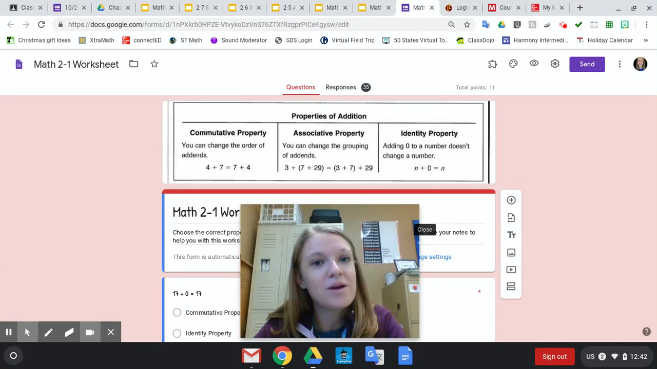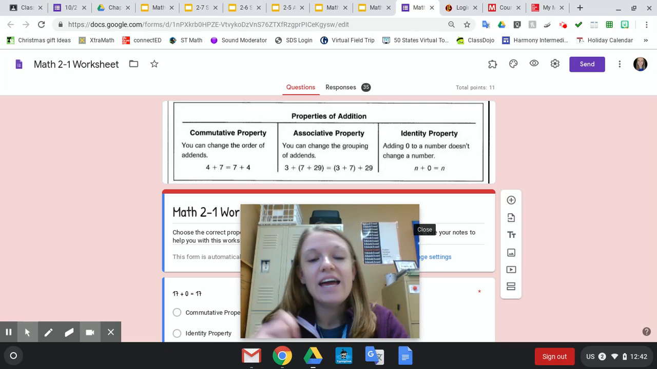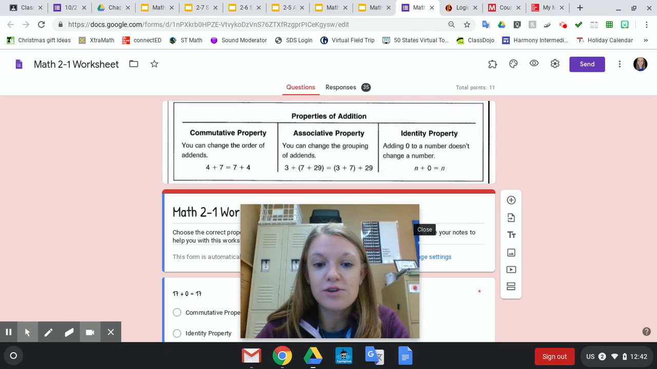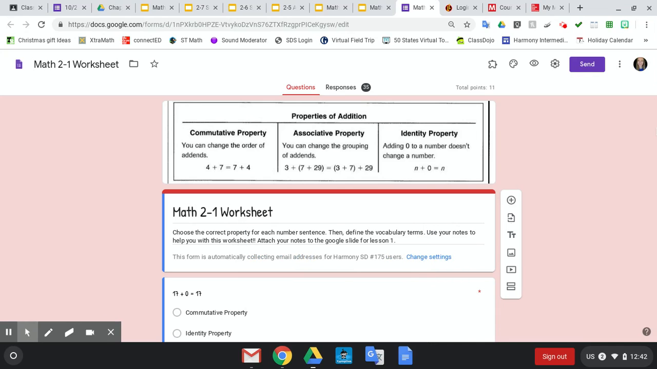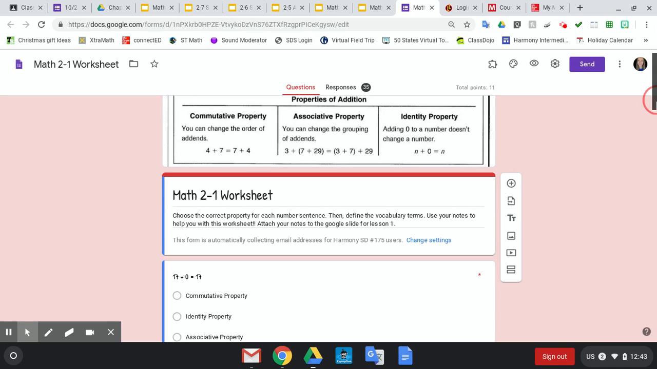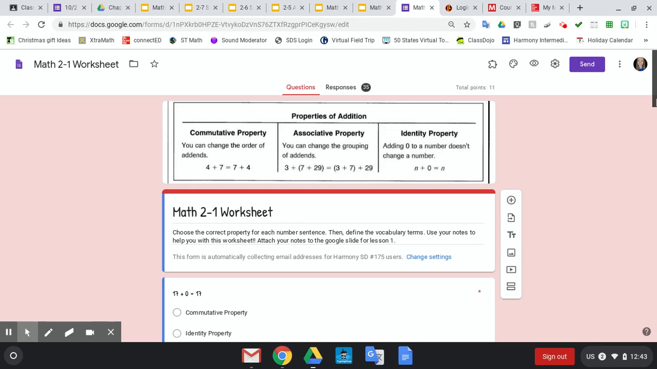Okay, so I'm going to get rid of my picture and start working through all of our chapter 2 lessons, just a little bit from each. Lesson 1 was all about the properties. We learned about addition properties and subtraction rules, and all of our properties were listed at the top of our worksheet that we completed through Google Form.